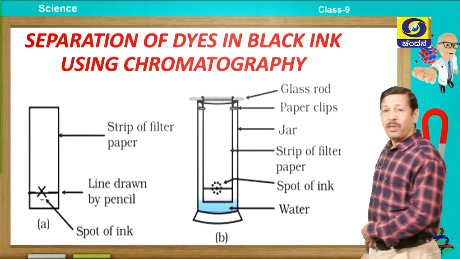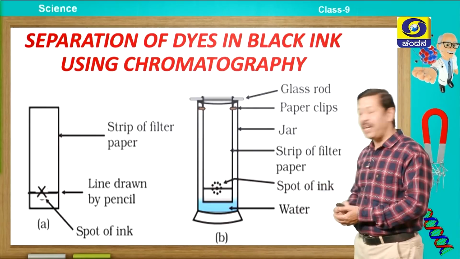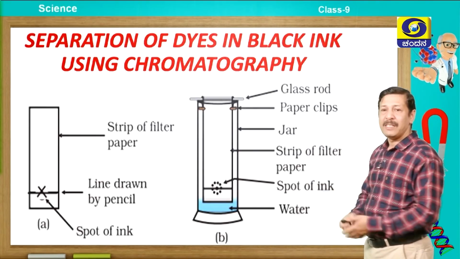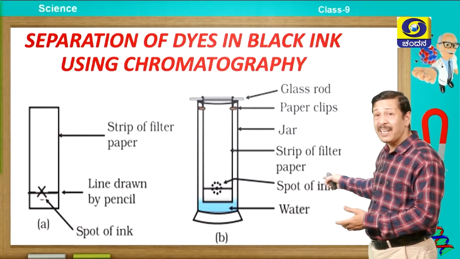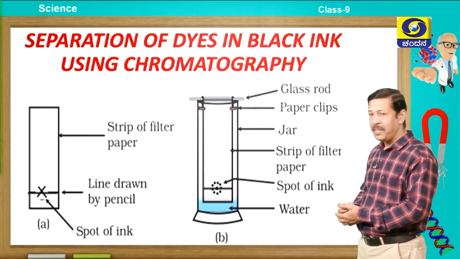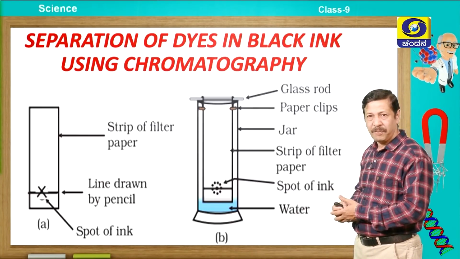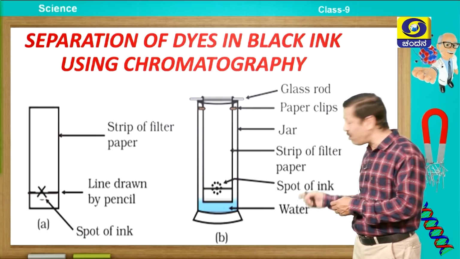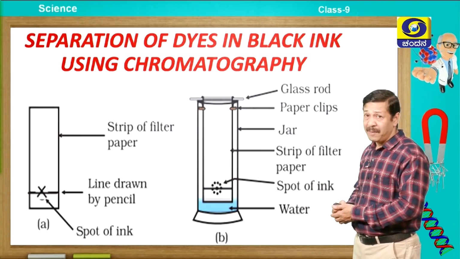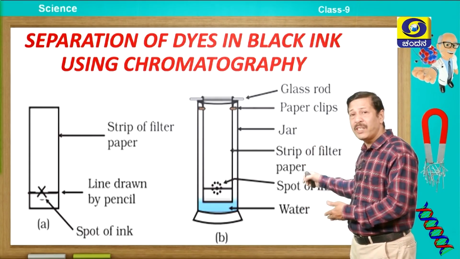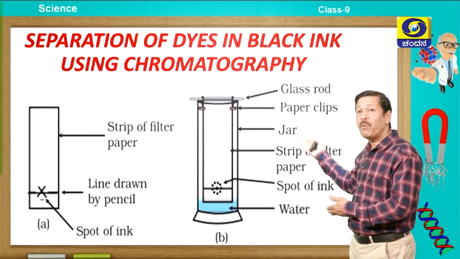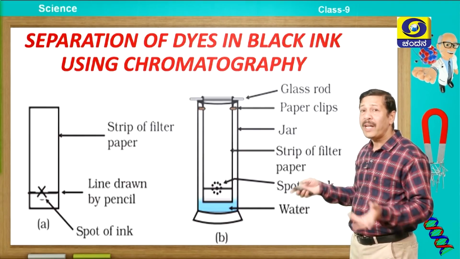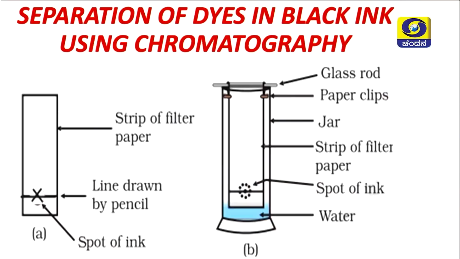Now, what you have to do? First, you have to take a strip of filter paper, on which you are seeing here a spot of ink which consists of several colors. You can use your sketch pens. You can mark several colors on this baseline. Then dip this in water so that the ink spot is above the water level. Observe what happens. You will see the magic of separation of colors here.